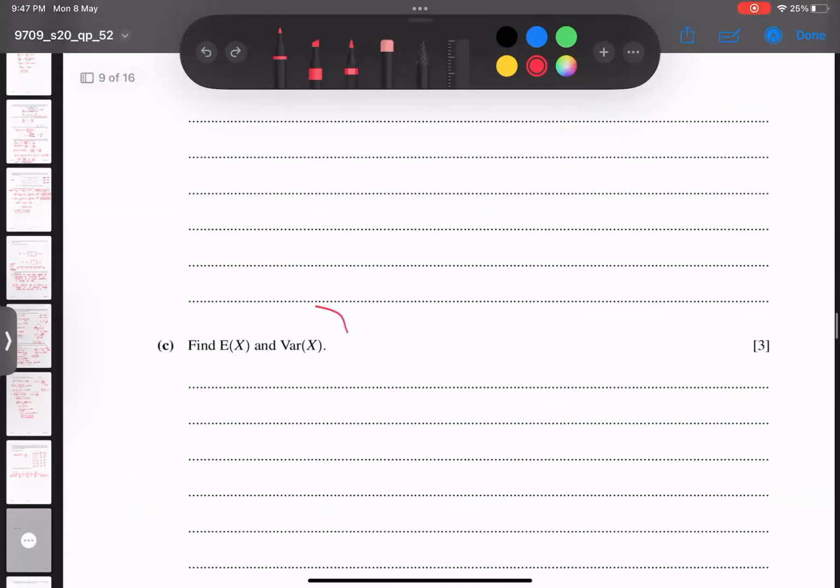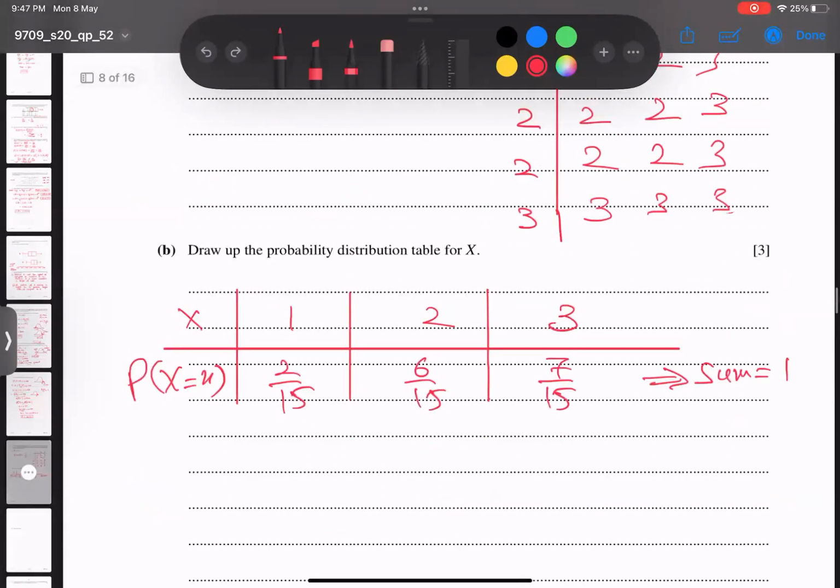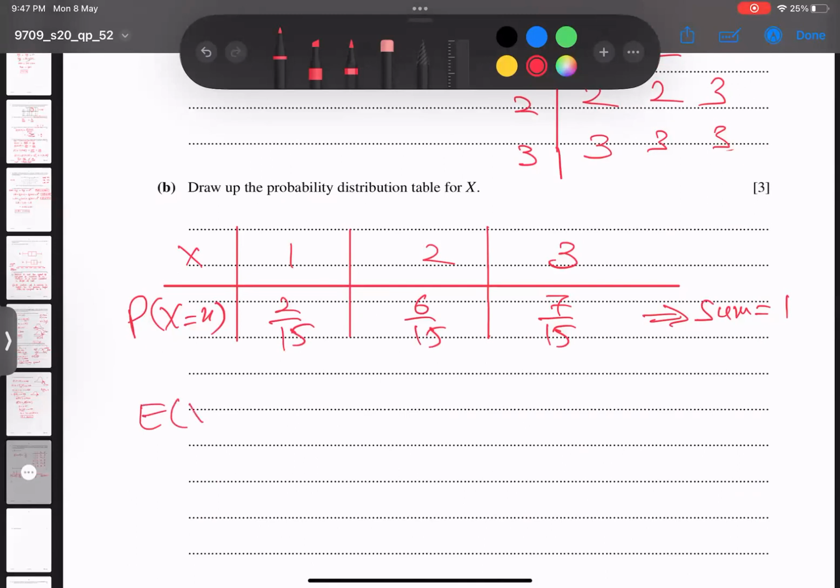And he's saying E of X and V of X. V of X means variance. E of X, expected value, is also called the mean. And you know it well, students. So simply multiply, multiply, multiply, and add them all.